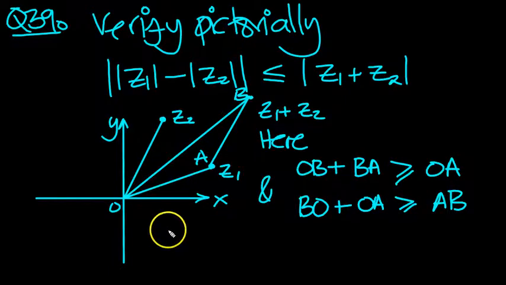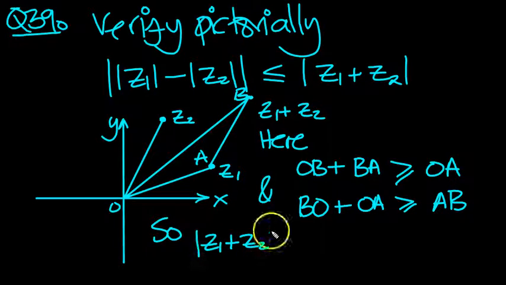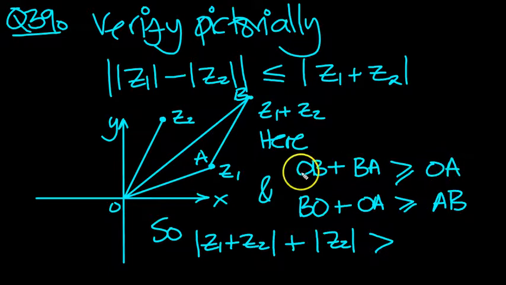Okay, so here, so what do we get then? OB, that distance there, we get modulus of Z1 plus Z2, that distance, plus the distance BA. B to A is the distance modulus of Z2, is greater than or equal to OA. OA is the distance modulus of Z1.